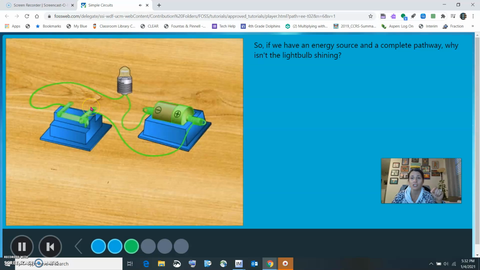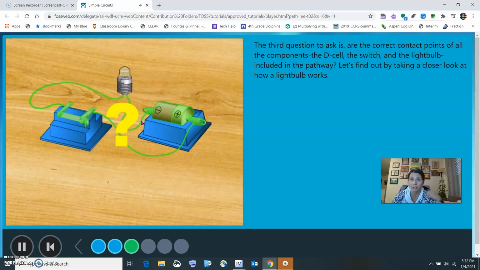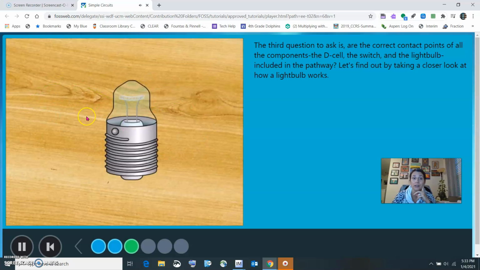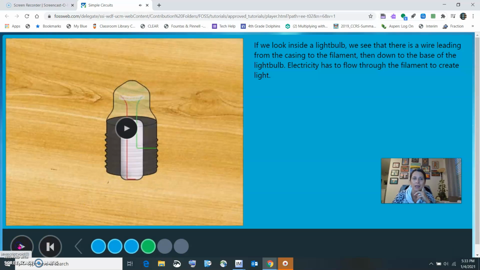So if we have an energy source and a complete pathway, why isn't the light bulb shining? This is the 3rd question to ask. Are the correct contact points of the D cell, the switch, and the light bulb included in that pathway? Let's find out by taking a closer look at how the light bulb works.